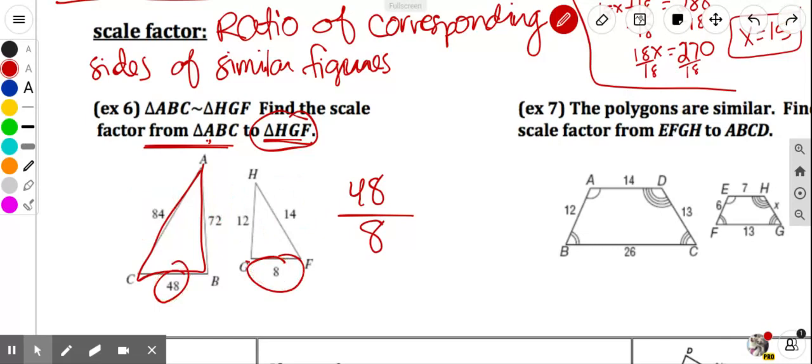Anyway, so there's my ratio, and then you just reduce it. So 48 divided by 8 is 6. So that would be the scale factor. If I said from HGF to ABC, it would be 1/6 because it would be the opposite. Okay, so basically what this means is if I divide everything from ABC by 6, I'm going to get all the numbers in HGF.